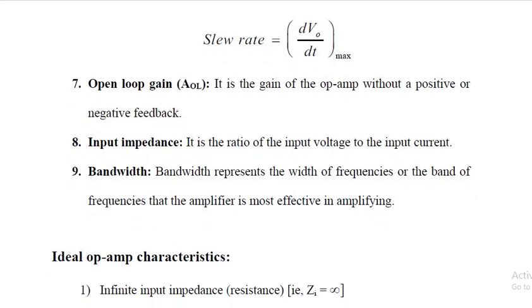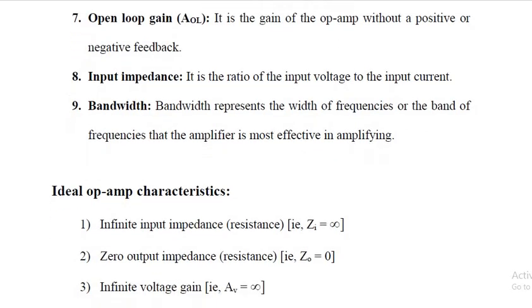Next is bandwidth. Bandwidth represents the width of frequencies or the band of frequencies that the amplifier is most effective in amplifying. So bandwidth is the band of frequencies where the amplifier can effectively amplify the input signals.